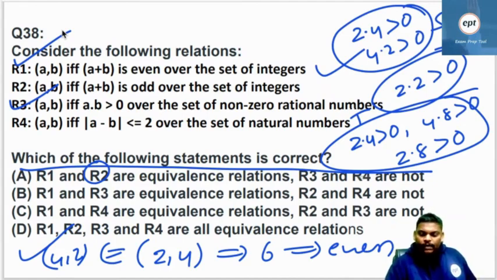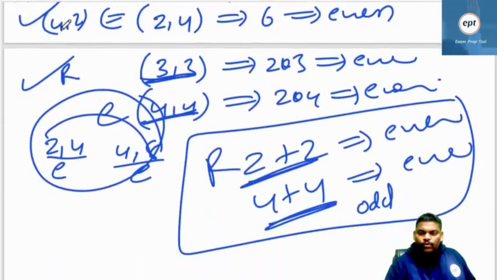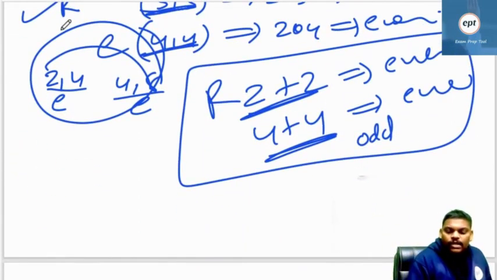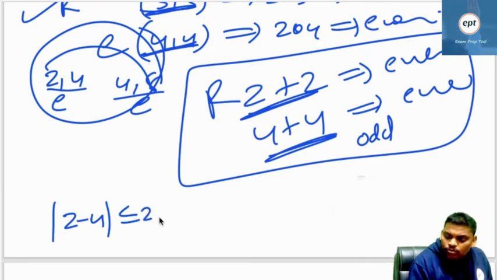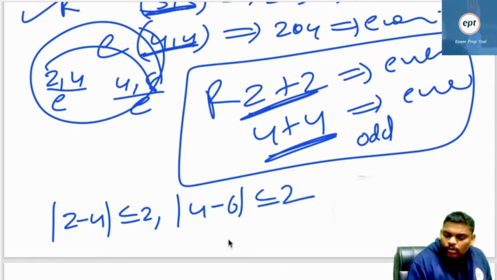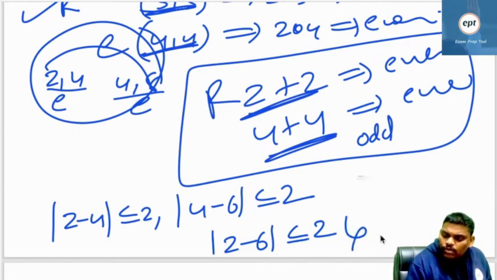Now I think R3 is also fine. Can you see the R4? 2 minus 4 is less than or equal to 2. 4 minus 6 is less than or equal to 2. But 2 minus 6 is not less than or equal to 2, so it failed. So transitive failed.